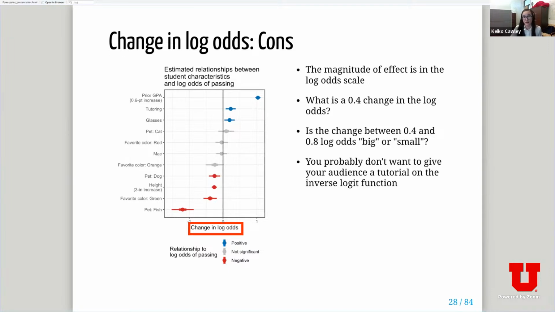And as the researcher, data scientist, data analyst, it's your job to make sure that your audience knows what your graph is saying. So either you need to provide an explanation as to what the heck a log odds is, in a tutorial on the inverse logit function, but they probably don't want to hear those things or learn about it, and you probably don't want to explain it. So we need to somehow do better.